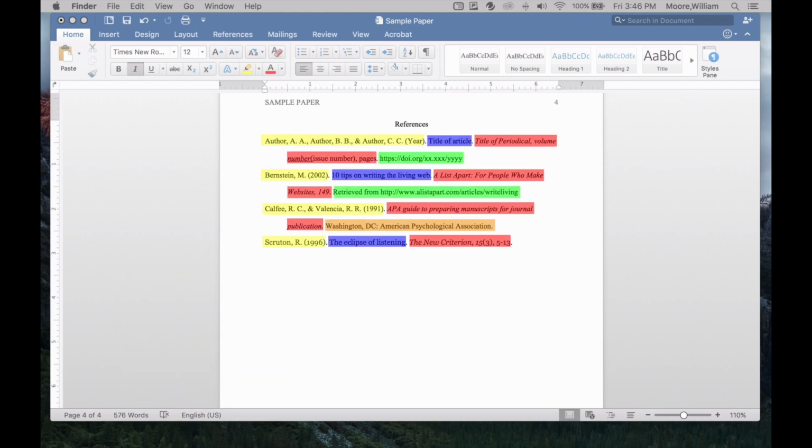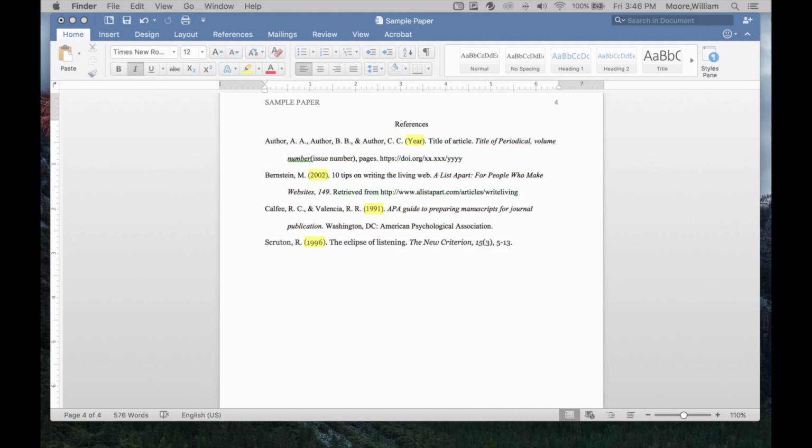Notice that each section of the reference entry ends with a period. These quote-unquote reference sentences convey specific information about the type of source. For example, journal article, book, edited book chapter, as well as details of that source, such as year of publication, publisher, etc.